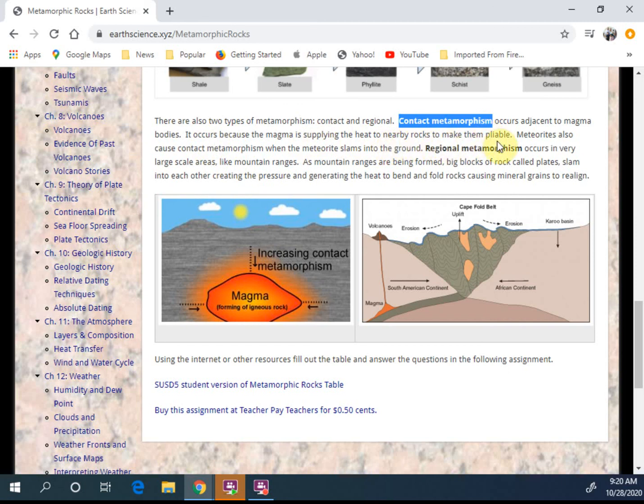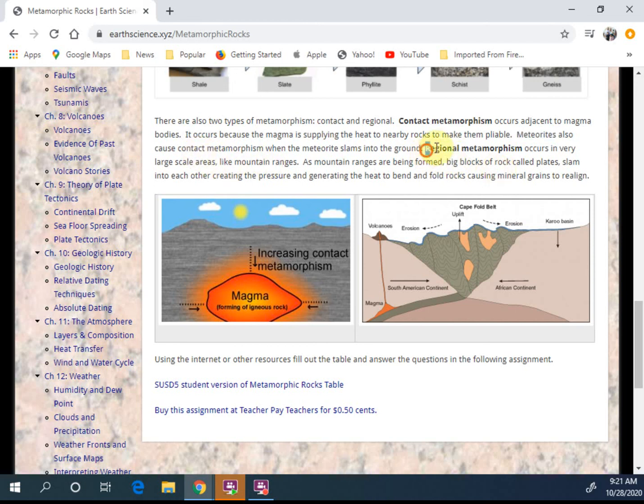Therefore, it changes it. Another way you can cause this is due to meteorites. They'll have contact metamorphism right where they impact the earth. The force and heat from that slamming into the ground alters the chemical composition of that rock.